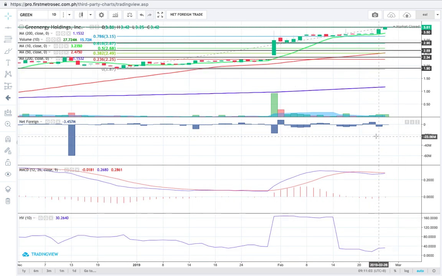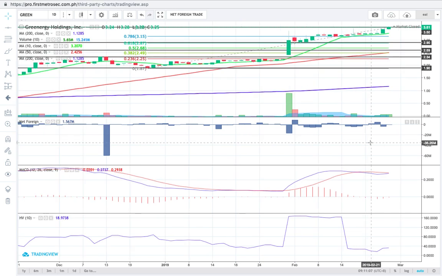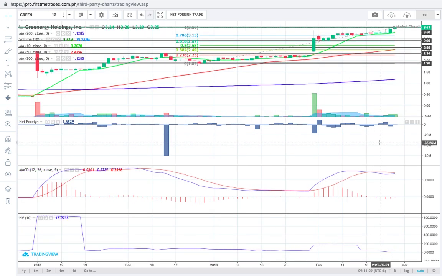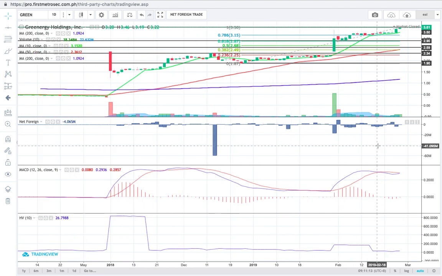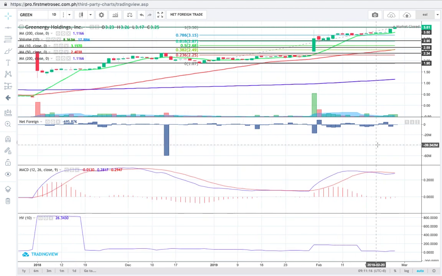Now MACD is about to cross above the signal line. Once it crosses above the signal line, then it will add up to the bullish momentum of green, especially for the traders who are technicians. When I say technician, I'm referring to traders who rely heavily on technical analysis.